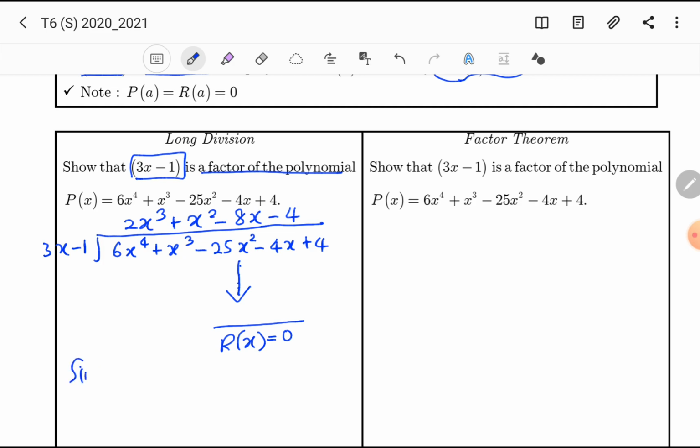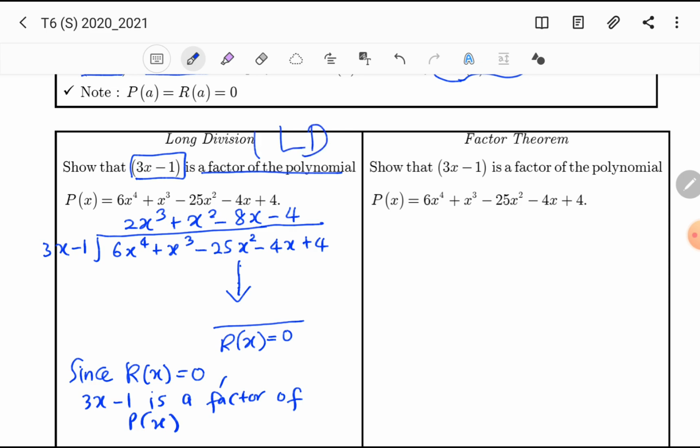Okay, so since R(x) equals 0, therefore 3x minus 1 is a factor of the polynomial. Okay, for this one kita guna long division. Okay, next for factor theorem, show that this linear function is a factor of the polynomial.